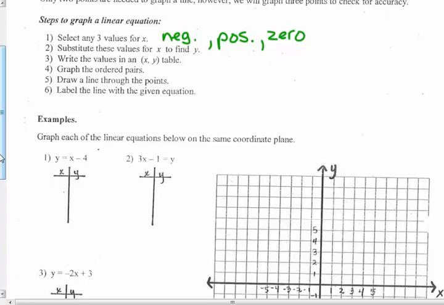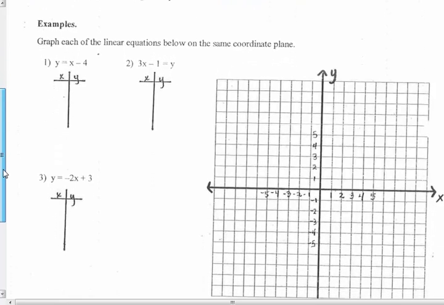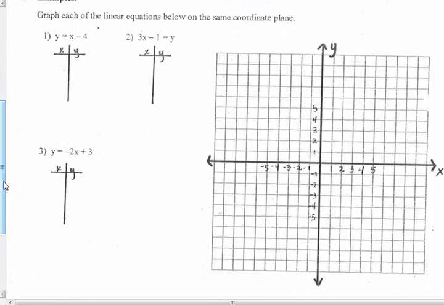So we've done all of that part there. We've written the values or figured out the tables, graphed the ordered pairs, drew the line, and labeled them. We've practiced that. So we're adding on the new piece of just choosing the values for x. Graph each of the linear equations below on the same coordinate plane. So I'm going to put 1, 2, and 3 all onto this coordinate axis here.